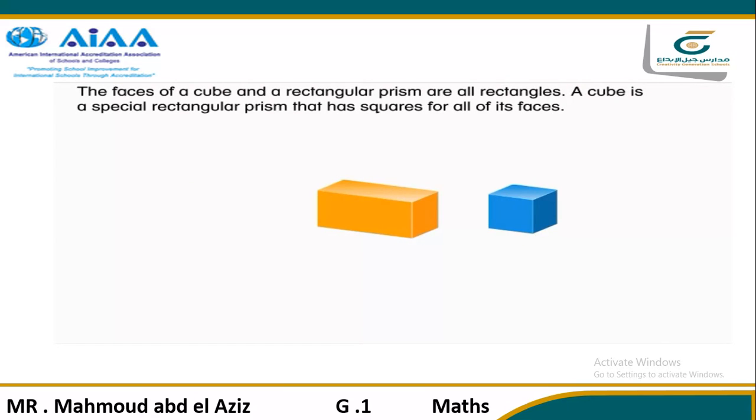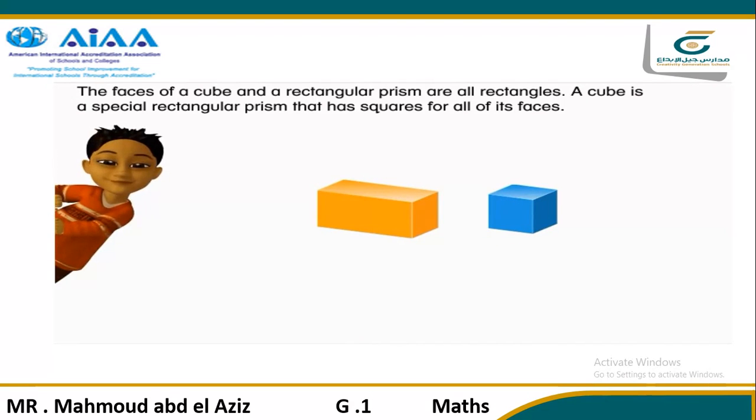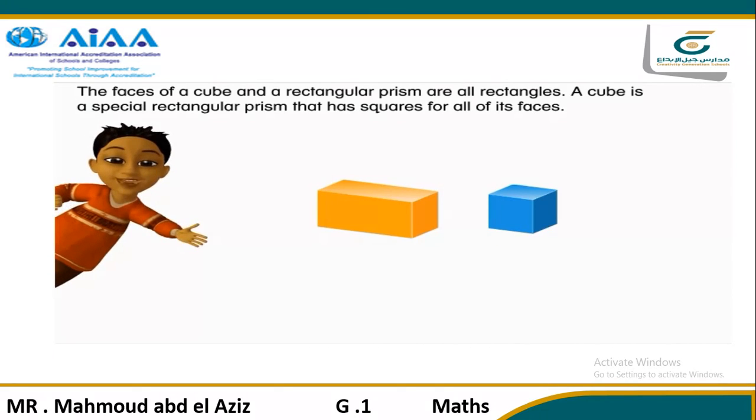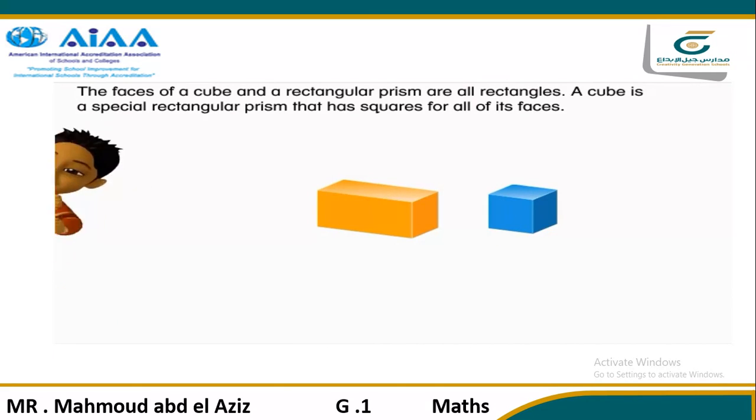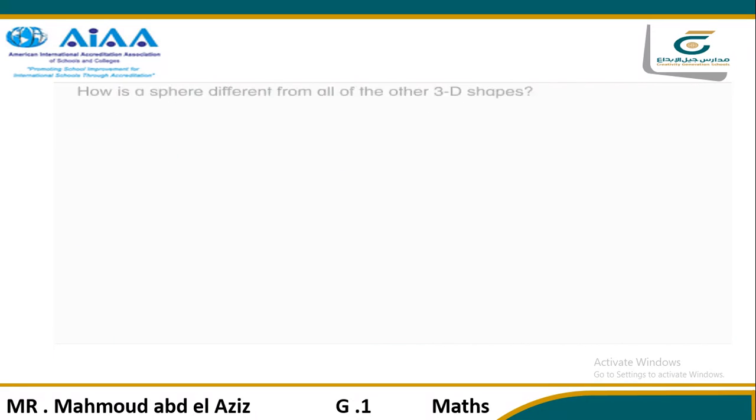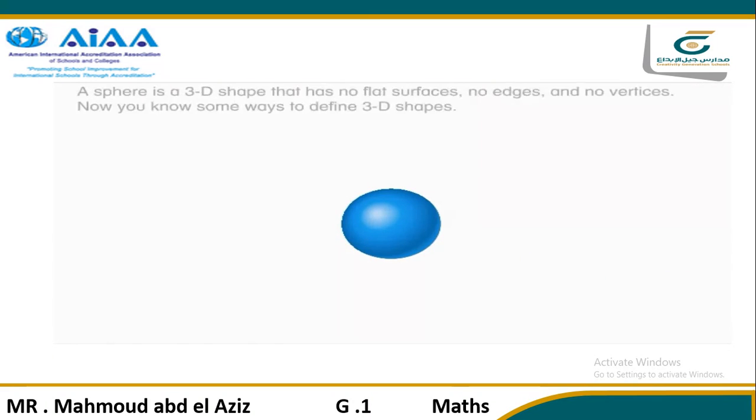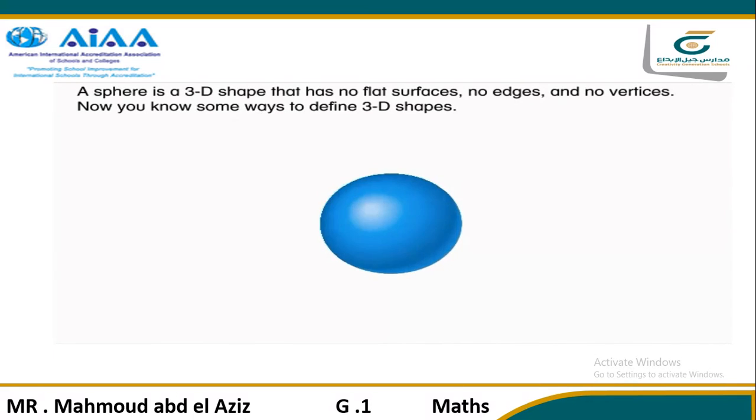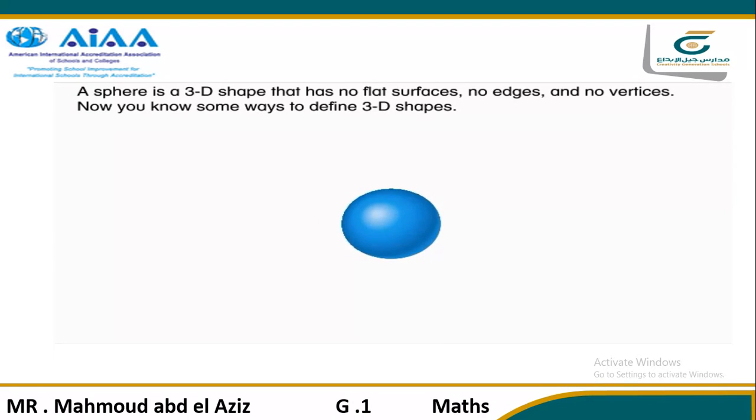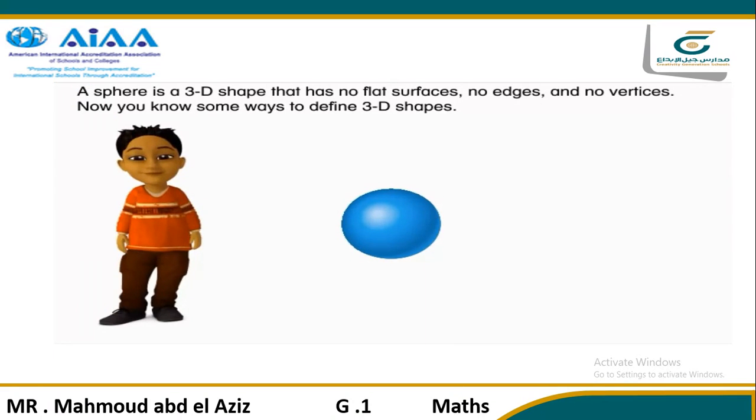The faces of a cube and a rectangular prism are all rectangles. A cube is a special rectangular prism that has squares for all of its faces. Remember, a square is a rectangle too. How is a sphere different from all of the other 3D shapes? A sphere is a 3D shape that has no flat surfaces, no edges, and no vertices. Now you know some ways to define 3D shapes.